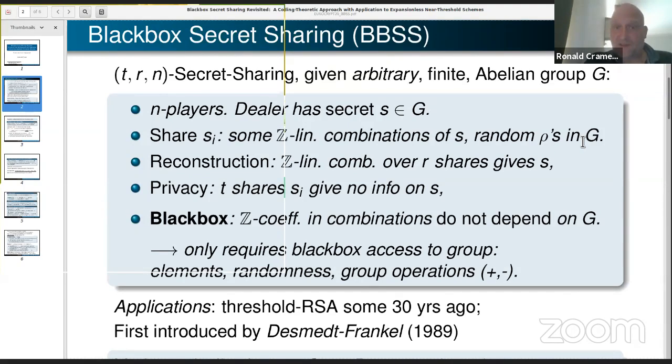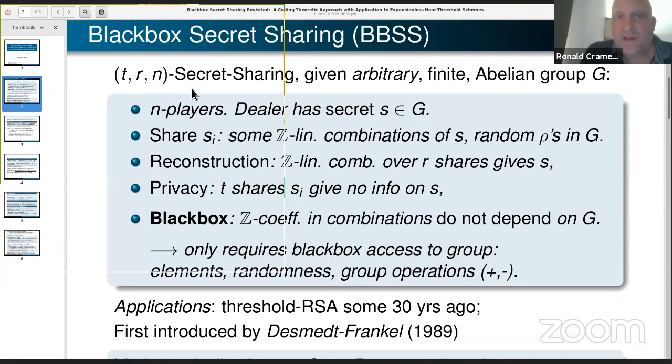Privacy, T shares Si give no information on the secret, and now the black box crucial point is that the Z coefficients in these combinations do not depend on the group. So if you operate this type of scheme, it only requires black box access to the group, like representing elements, selecting randomness, and performing group operations. So applications of this started 30 years ago with threshold RSA. It was first introduced by Desmedt and Frankel.